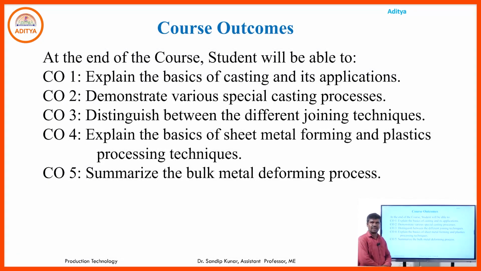These are the course outcomes of the Production Technology subject. There are 5 course outcomes. Course outcome 1: explain the basis of casting and its applications. Course outcome 2: demonstrate the various special casting processes. Course outcome 3: distinguish among the different joining methods. Course outcome 4: explain the basis of sheet metal forming processes and plastic processing techniques. Course outcome 5: summarize the bulk metal forming processes.